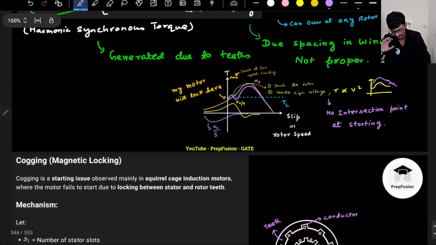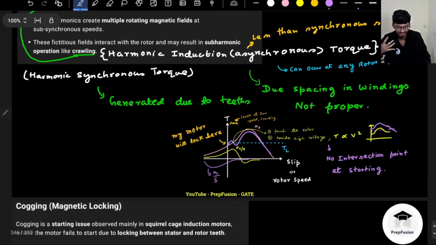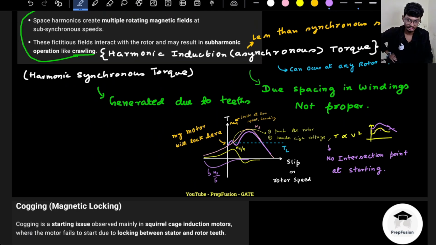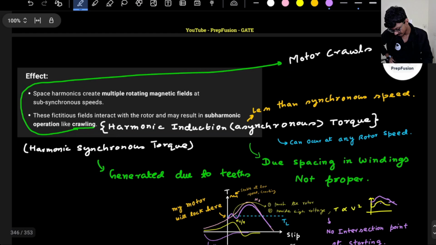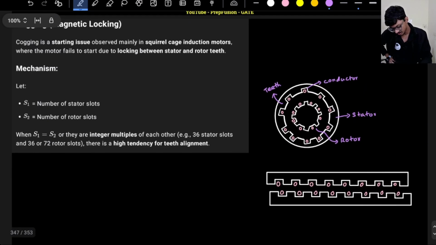So that is the advantage if I give high voltage, but that is practically not possible, because the motor can get damaged, because it is rated at some voltage only, right? So this is how I can solve the crawling problem. So these kind of problems actually happen. Okay, and what is cogging?